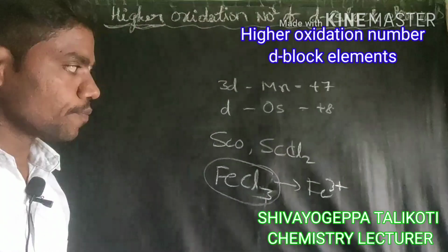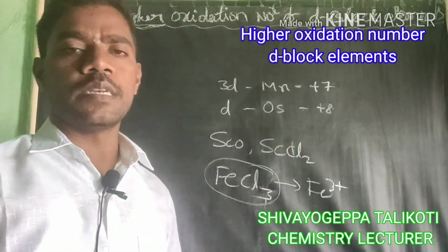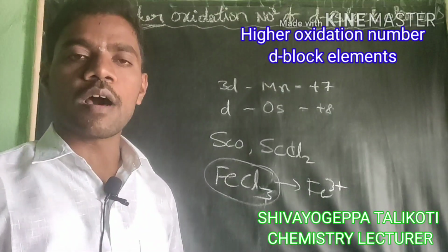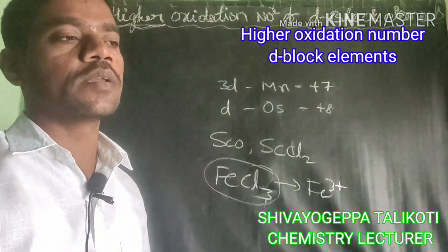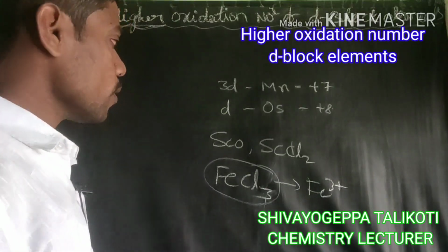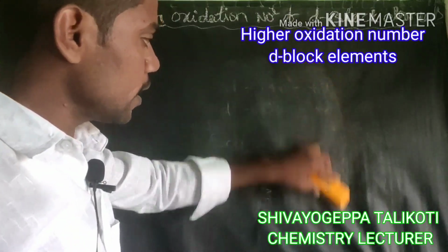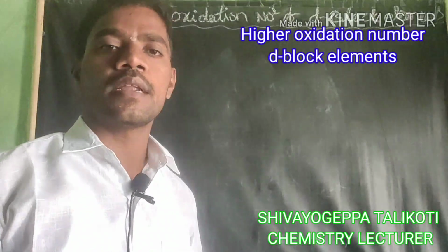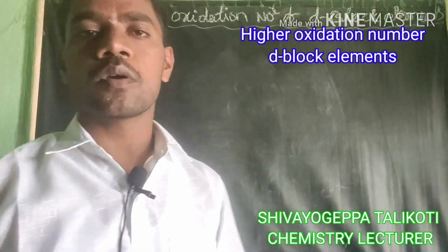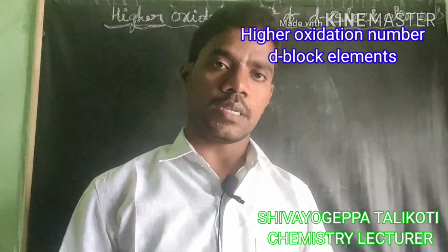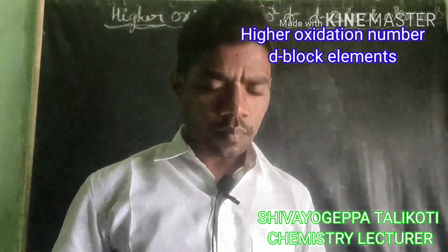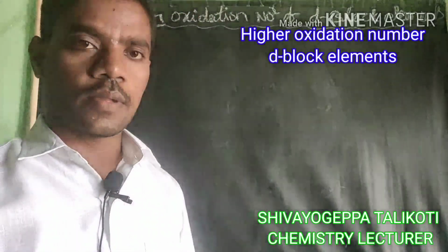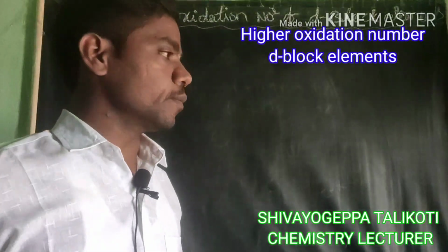Therefore, how these higher oxidation numbers of D block elements exist in nature, in what form they exist in nature, that is very important. And then, what is the use? We are learning higher oxidation numbers of D block elements; separately learning their uses is also very important. Okay. In that, you see, NCERT has given a chart.